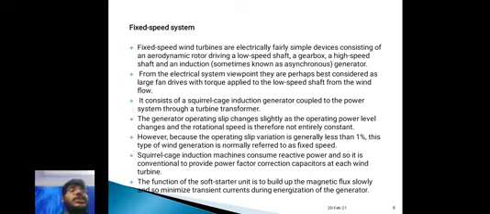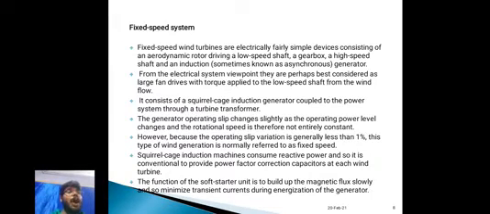Fixed speed system means a wind turbine electrical device consisting of an aerodynamic rotor driving a low speed shaft, a gearbox, and a high speed shaft of an induction generator, that means an asynchronous generator. From an electrical point of view, consider a large fan drive with torque applied to the low speed shaft from the wind flow. It consists of a squirrel cage induction generator coupled to the power system through a turbine transformer.